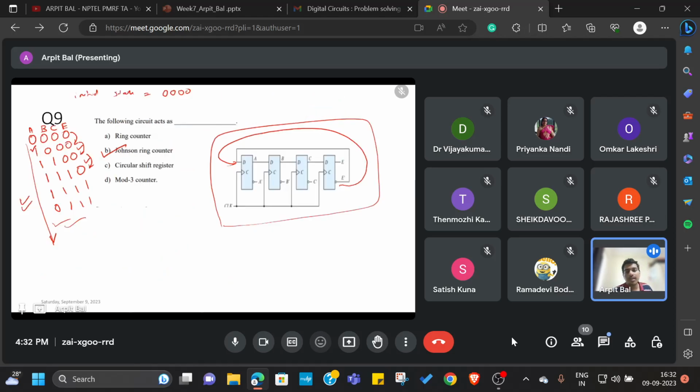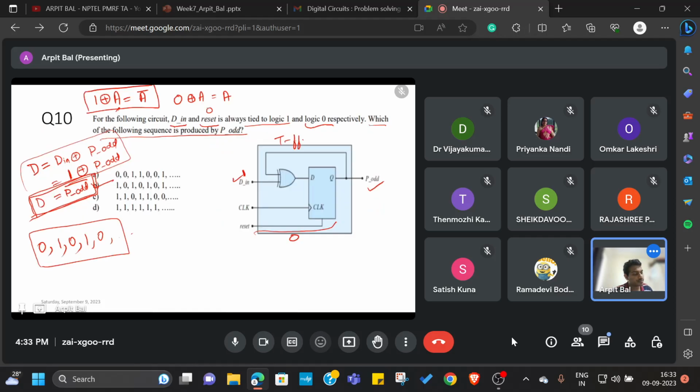Question 9 focuses on a Johnson ring counter. This is basically figuring out, if a circuit is given to you, what the behavior of the circuit is. It comes with practice, or you can also do the hand calculation and figure out the behavior of the circuit, and based on the behavior you can tell that this is behaving like a Johnson ring counter.